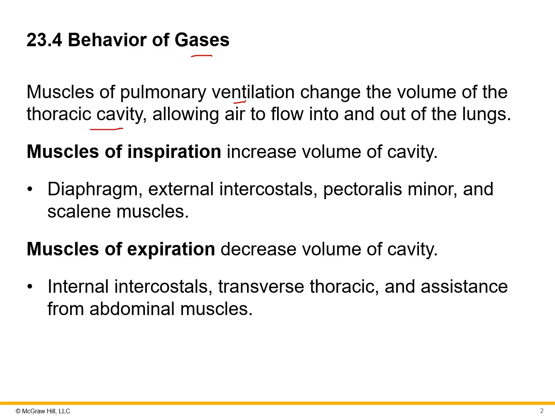Of course, the muscles used for inspiration increase that cavity, and that would include the diaphragm, the external intercostals, which are between our ribs, the pec minor, and the scalene muscles. All four of those are involved in allowing inspiration and increasing that volume. Then expiration, so exhaling, which decreases that volume, would be the internal intercostals, again in between the ribs, the transverse thoracic, and some of the abdominal muscles help with that as well.